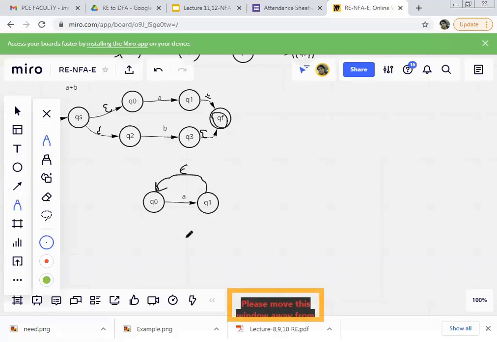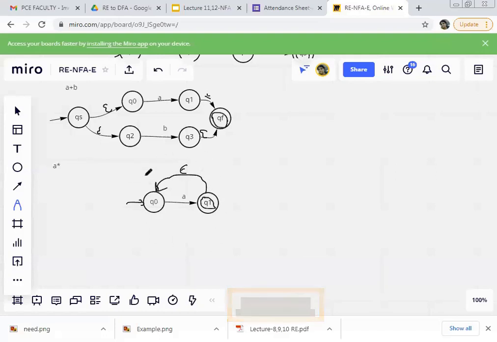Okay, so is there anything that you observe here? Is there any string that is not generated from this? If I make this start and if I make this final, is there any string that cannot be generated by this diagram which is included in A star? Is there? Yes, Saru, Preeti, Yash, very good. It is epsilon. We cannot generate epsilon.